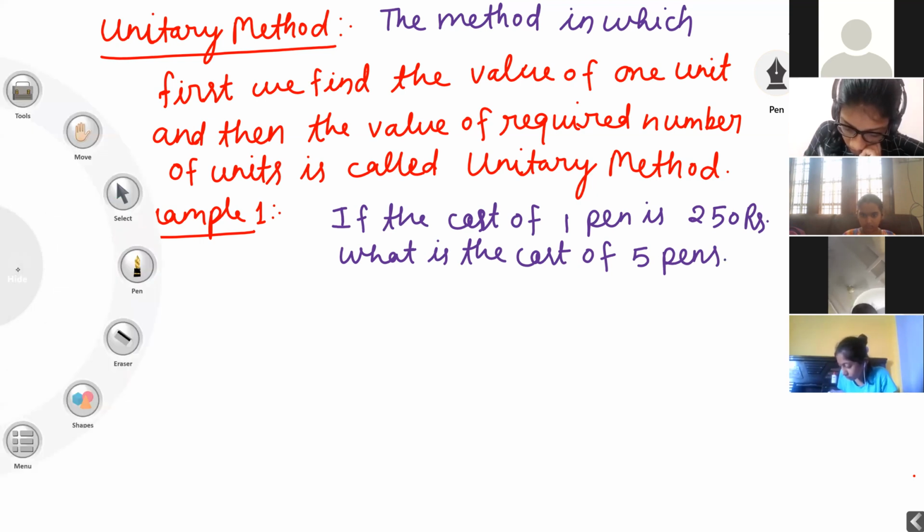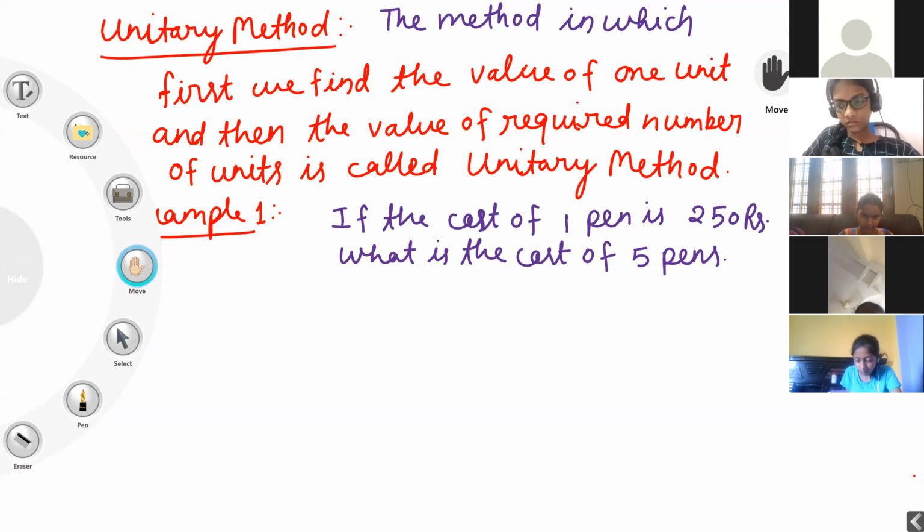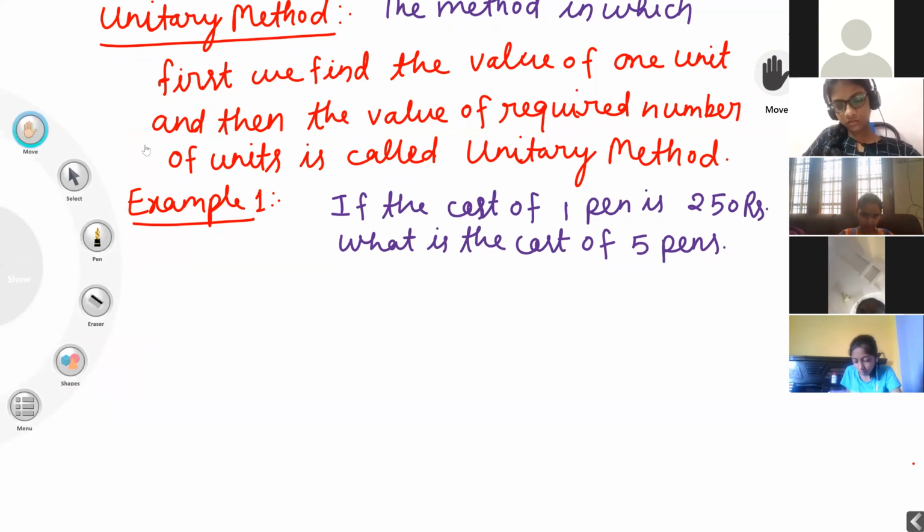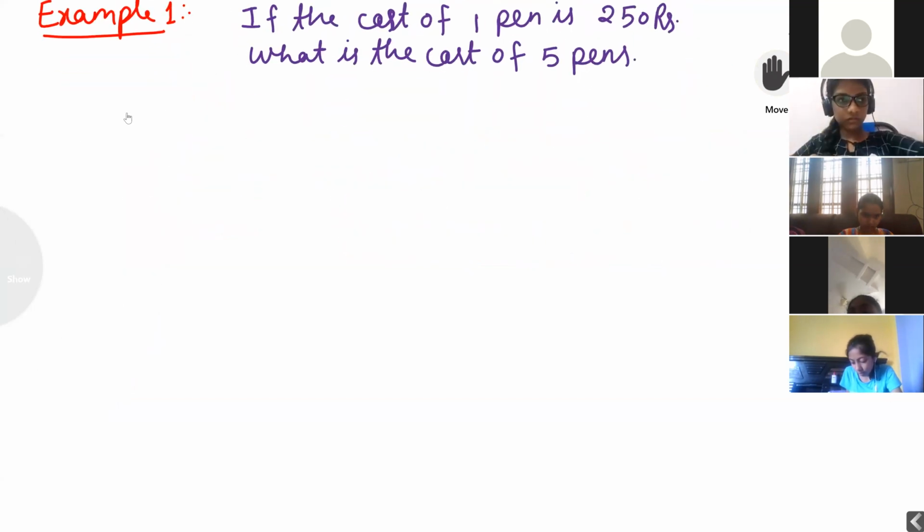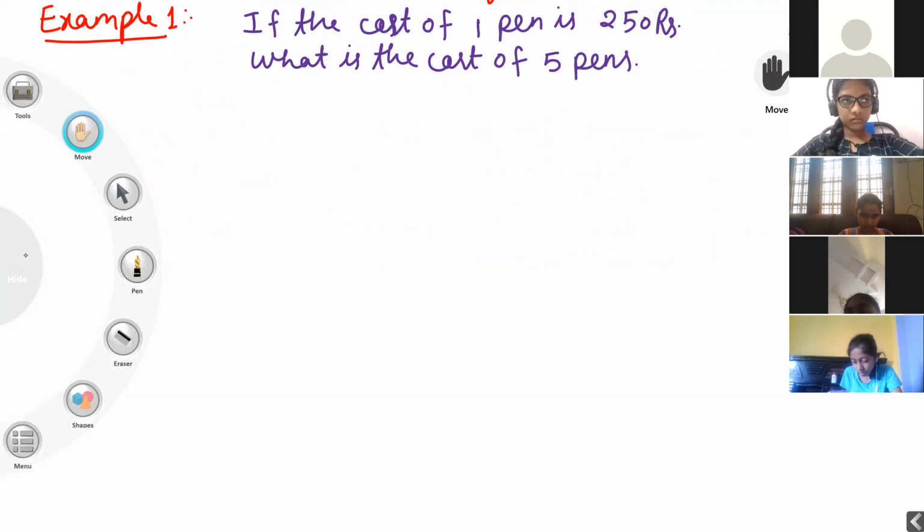Now in this question, how can we apply the unitary method? Here we know the value of 1 unit, which means the cost of 1 pen is 250. I want to find out the cost of 5 pens, which is the required units. Note down solution. Very easy question. Nothing is there in this question. Solution.